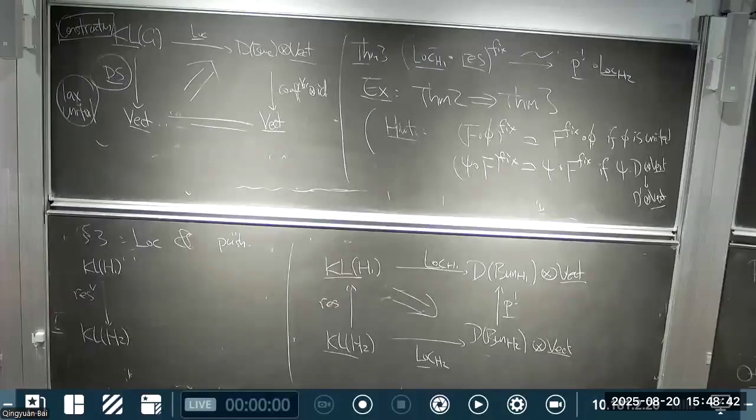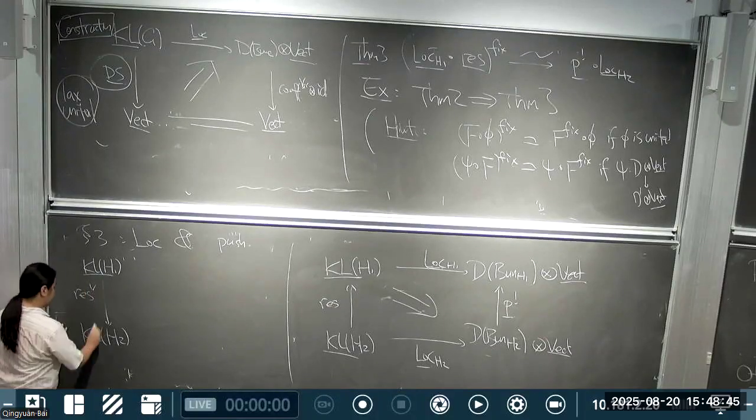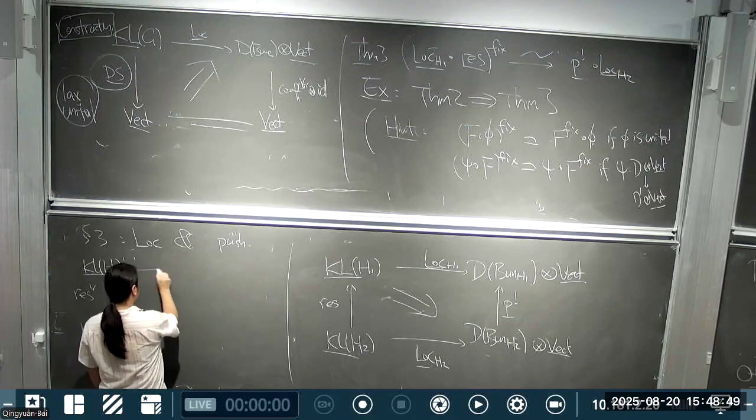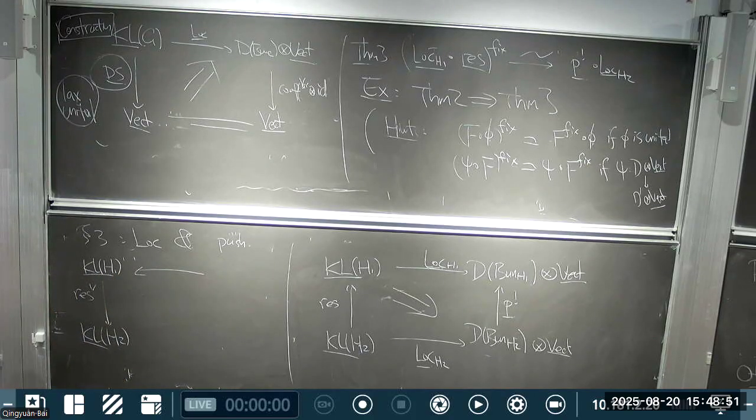So far we don't know what the dual functor for rest is. So let me just write that as rest dual, whatever. Later I will show you what that is. And what's the dual functor for lock? A question to all this.